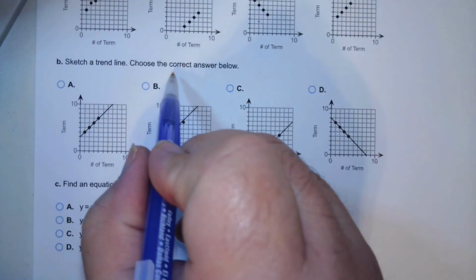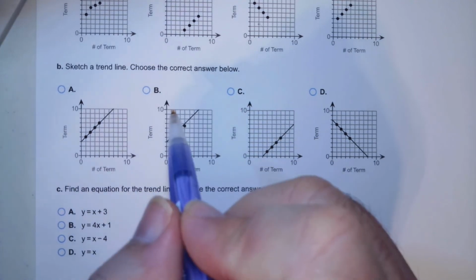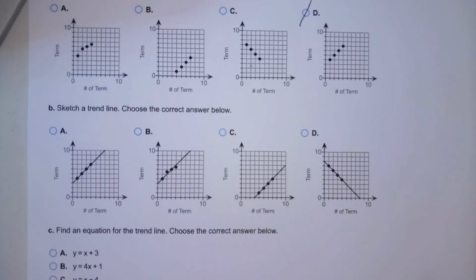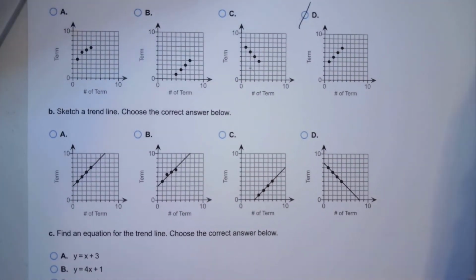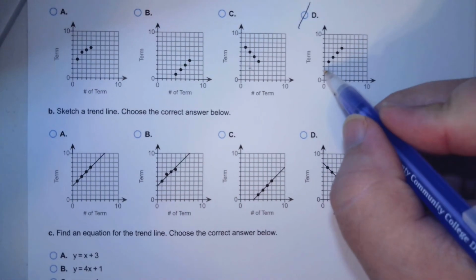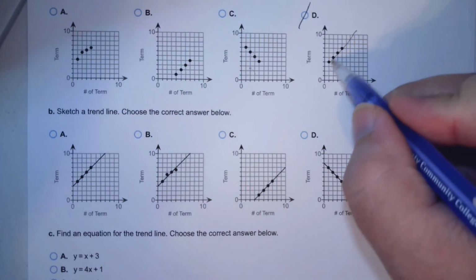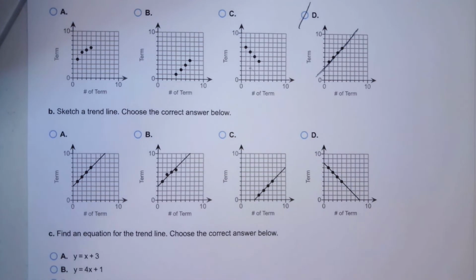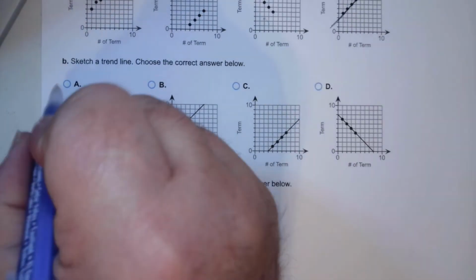Sketch the trend line. Choose the correct answer below. Okay, so this is our plot. There's our trend line. So it's A.